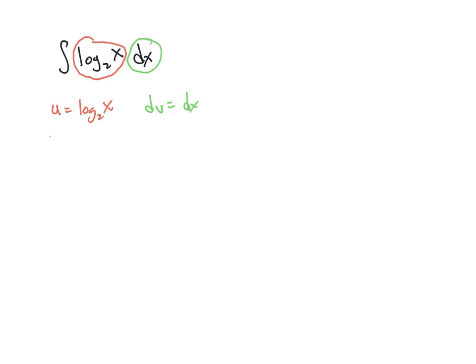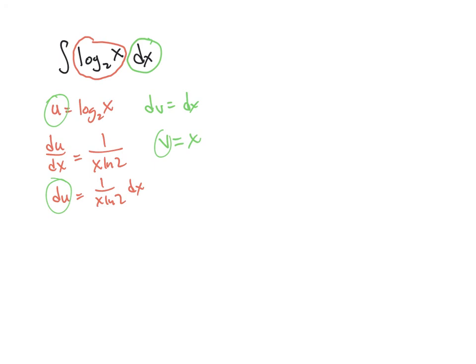Step 3 was to find the derivative of u. So du over dx equals, you might have to look this formula up, but I happen to remember that it's just 1 over x log 2. And if I solve for du, which is part of our step here, we get 1 over x log 2 times dx. So we finished that side. For the dv, when you integrate dv, you get x. So v equals x. So now I have my u, my du, and my v.